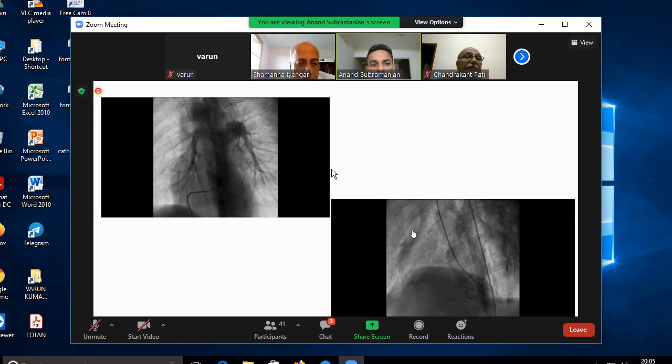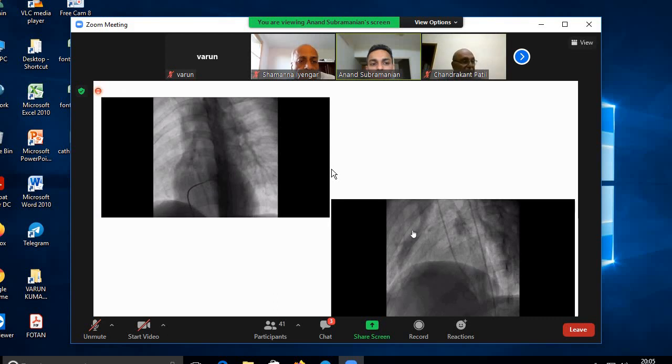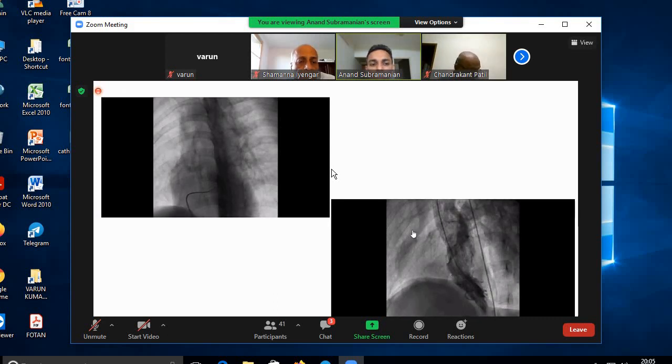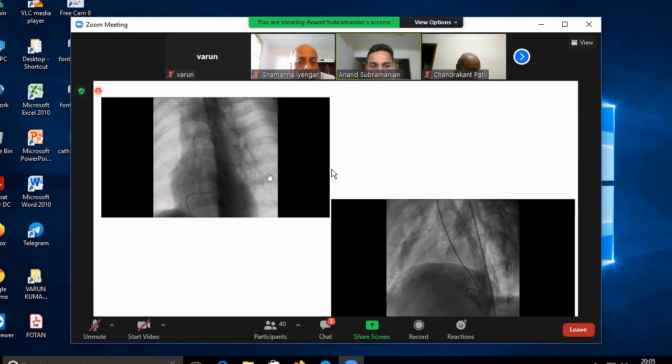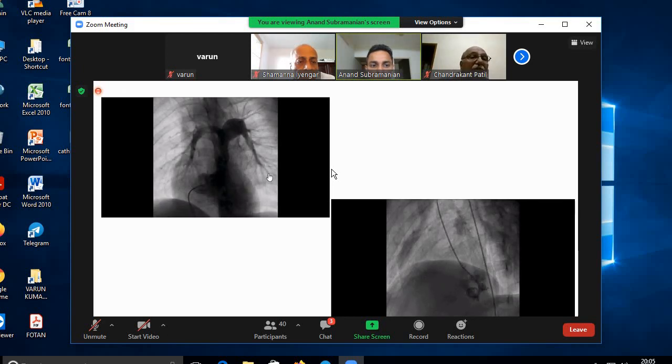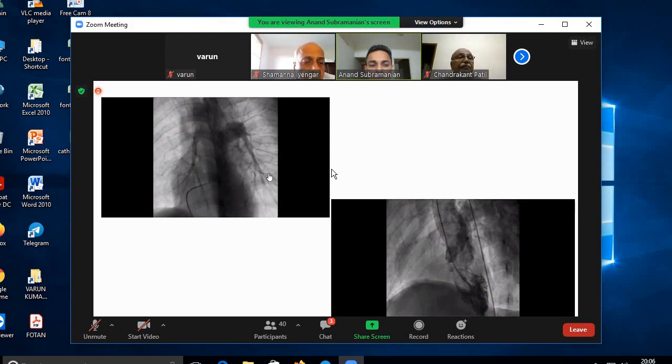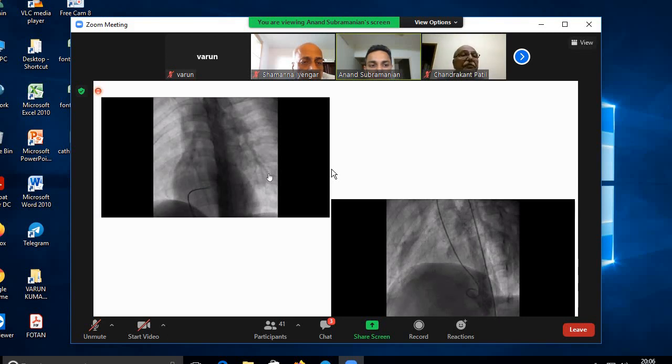So the first one, what you see is a pigtail catheter which has been positioned in the outflow tract, I would say very close to the valve, just beneath the valve. And you can see opacification of a ventricle, and opacification of the subpulmonary region and the pulmonary arteries. And after some time, you also appreciate the filling of the aorta in this patient.